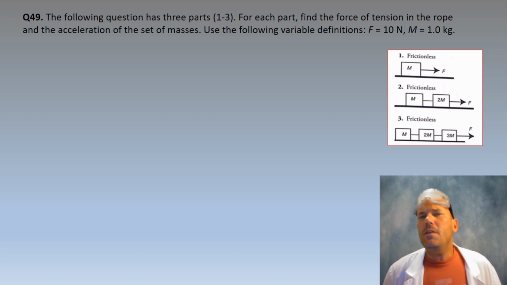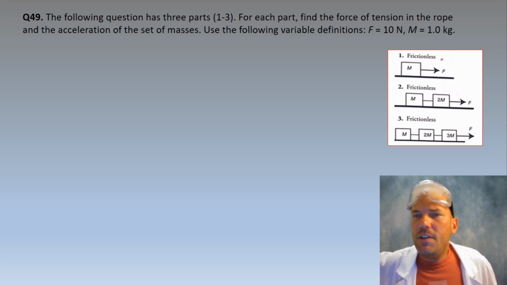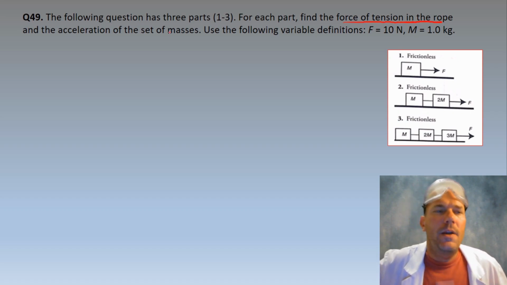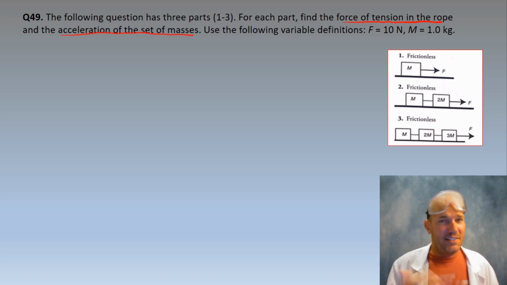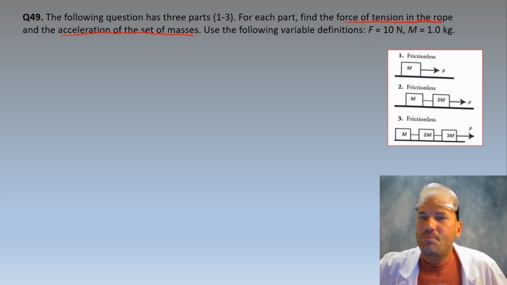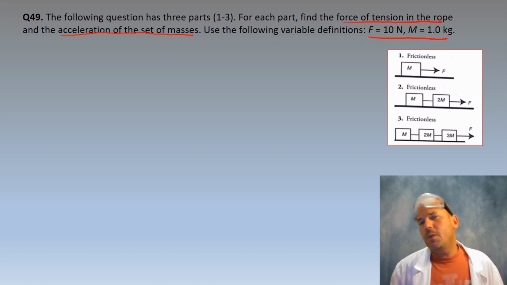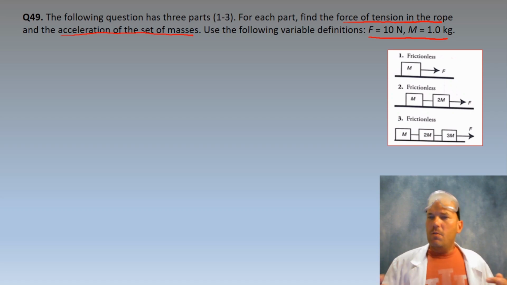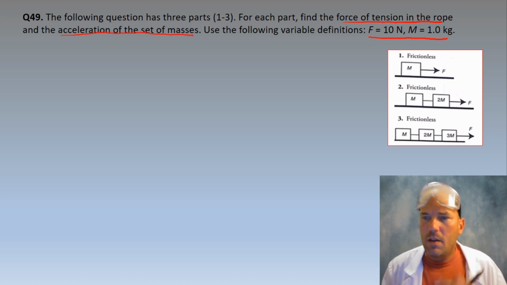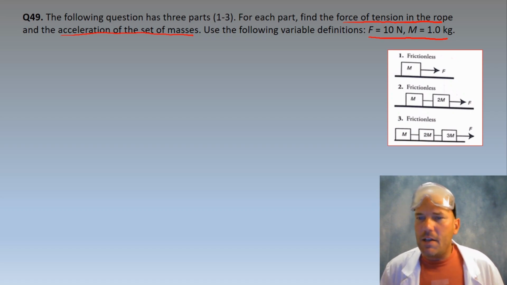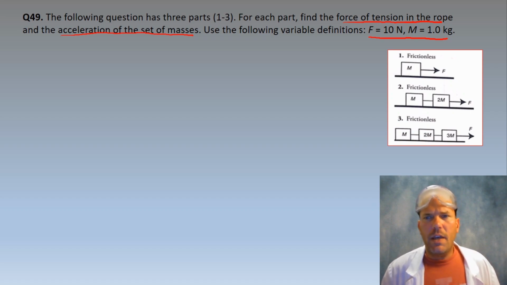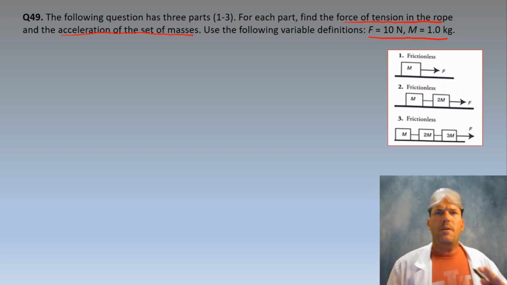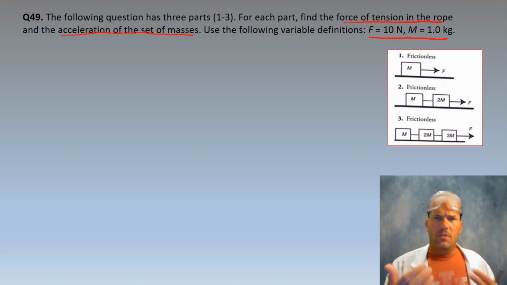And for each part, we are finding the force of tension when that is applicable in the rope and the acceleration of the set of masses, i.e. the system. Okay, and we're told these are the values we will plug in for all of these. So let's start with scenario number 1. Okay, we have a force acting to the right on an object of mass m on a frictionless surface. Please don't make up forces here. Okay, please do not make up forces. There's no frictional force, so you don't have an opposing force from friction.